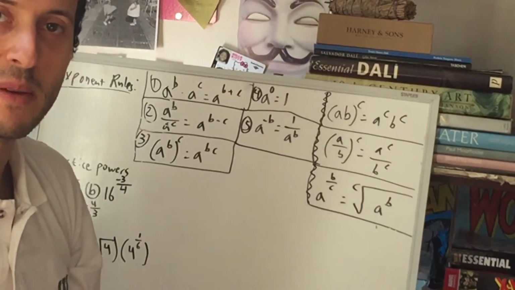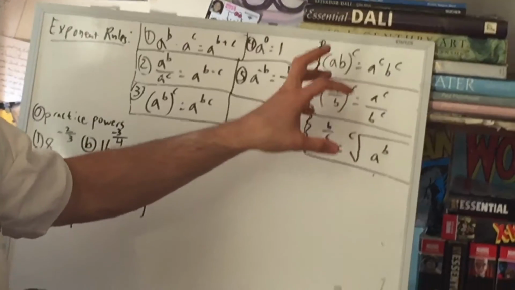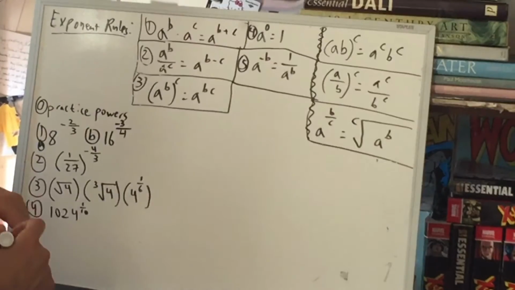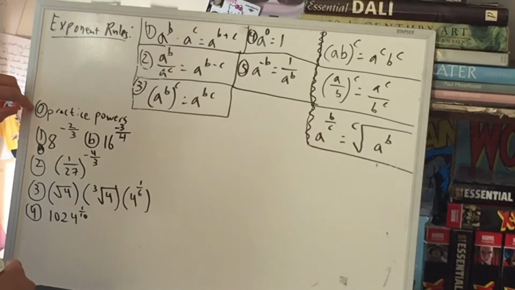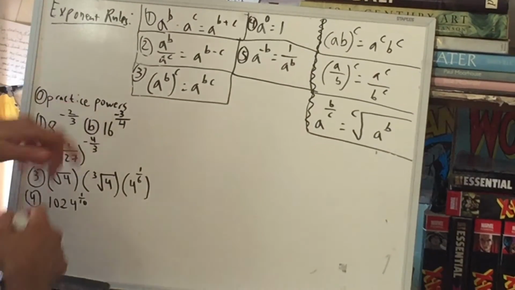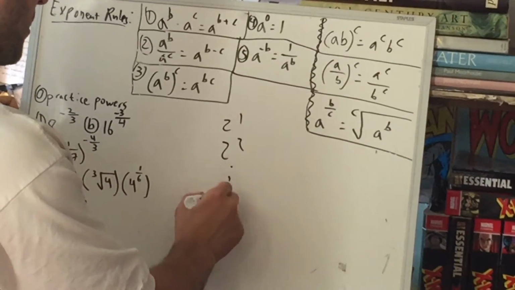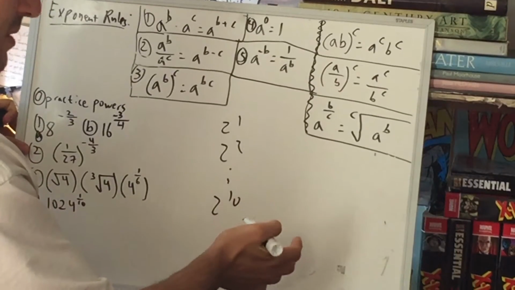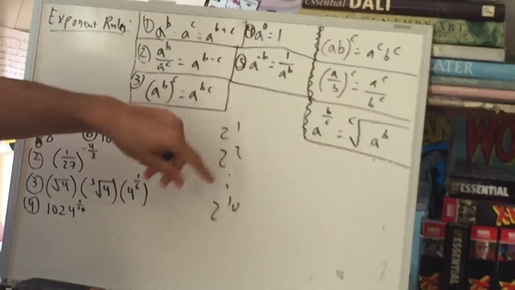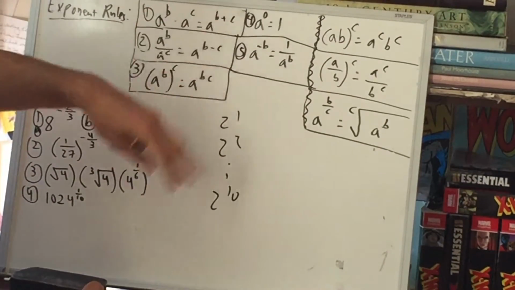Today I want to do some examples with the exponent rules to make you guys feel a little more comfortable. So first point I want to mention, point 0, is to practice your powers. That means doing 2 to the first, 2 to the second, all the way up to 2 to the 10th and beyond. So 2, 4, 8, 16, 32, 64, 128, and so forth.